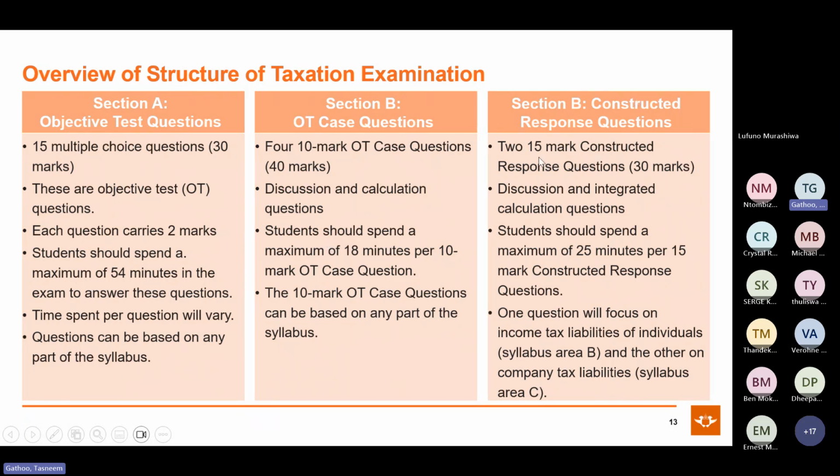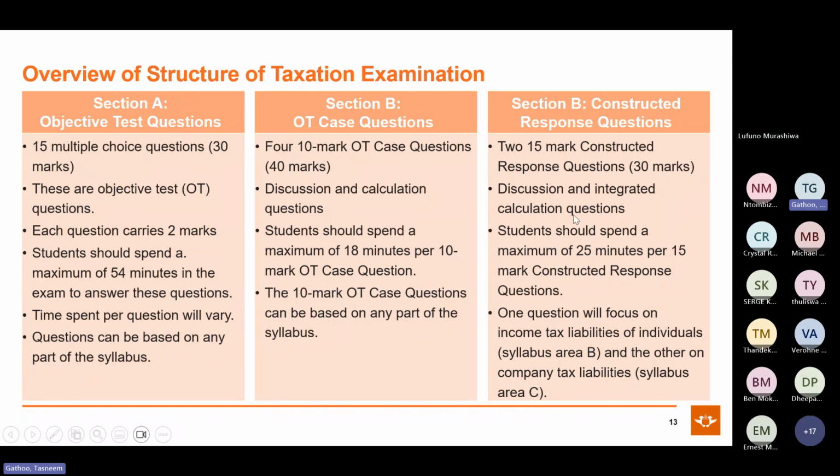Regarding the two 15-mark constructed response questions, these are specifically based on two areas. So the one question will be based on income tax liabilities of individuals, which is syllabus area B in the ACCA syllabus, and the other will be on company tax liabilities, which is syllabus area C. These questions here can be made up of a portion of discussion, but the majority of it will be calculation based. For this one here, you should spend a maximum of 25 minutes per question.